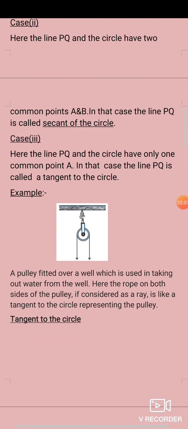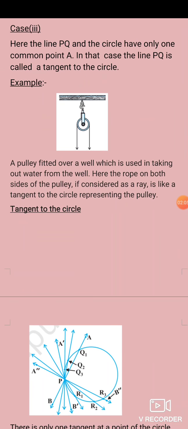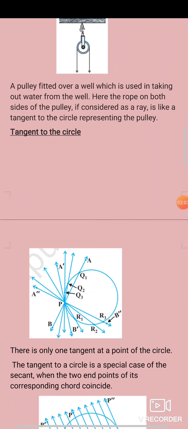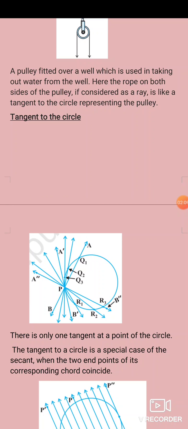Now some other points about the tangent to the circle. Listen carefully in this figure. So many secants are there, and through the point P, we can draw only one tangent to the circle. All the others are secants.